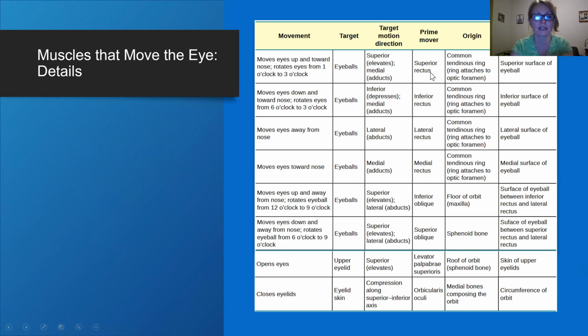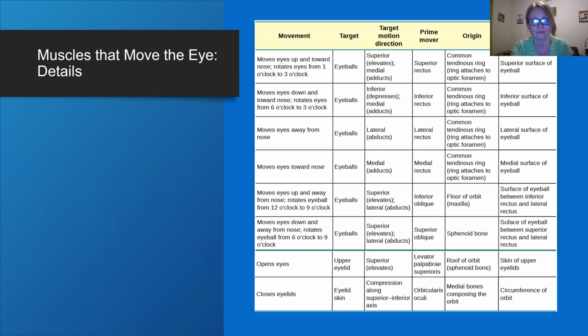Like superior rectus, it moves your eyeball up, right? So it elevates. Inferior rectus moves it down, it depresses, right? Lateral rectus moves away from the nose, so it's a lateral rotation. Medial rectus is a medial rotation. Now, inferior and superior oblique are opposite. Inferior oblique is going to elevate and superior oblique is going to depress, right?